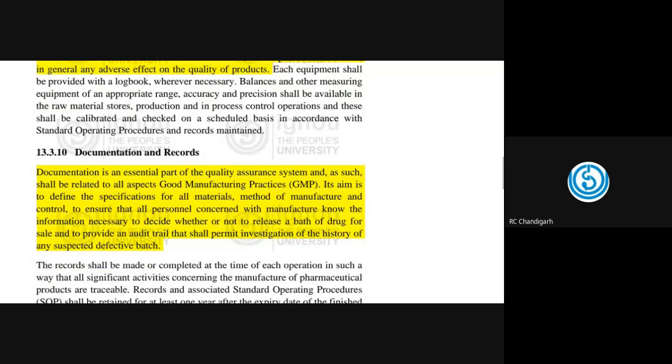Documentation and records. Documentation is an essential part of the quality assurance system and as such shall be related to all aspects of good manufacturing practices. It aims to define the specifications for all materials, method of manufacturing, and control, to ensure that all personnel concerned with manufacturing know the information necessary to decide whether or not to release a batch of drug for sale, and to provide an audit trail that shall permit investigation of the history of any suspected defective batch.